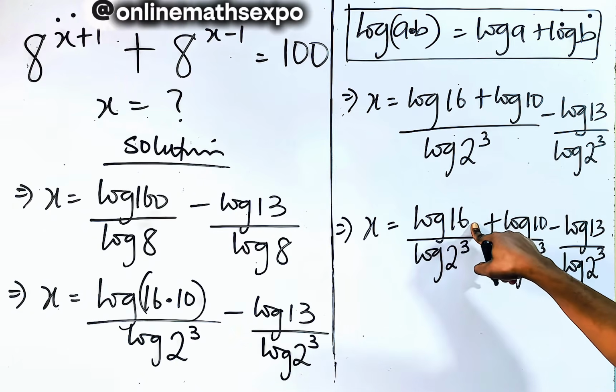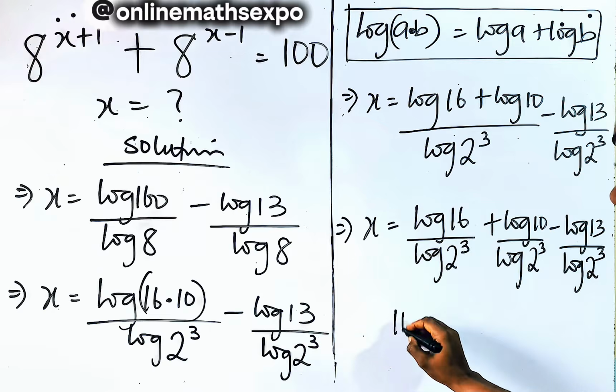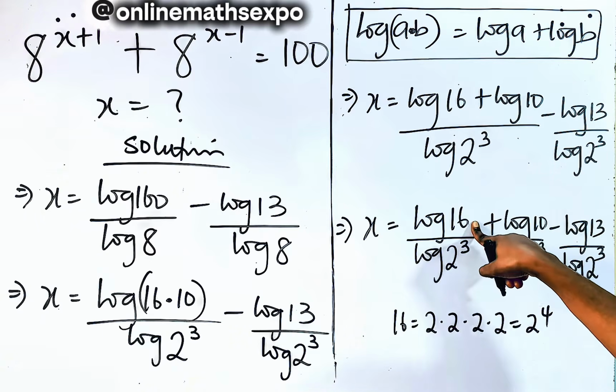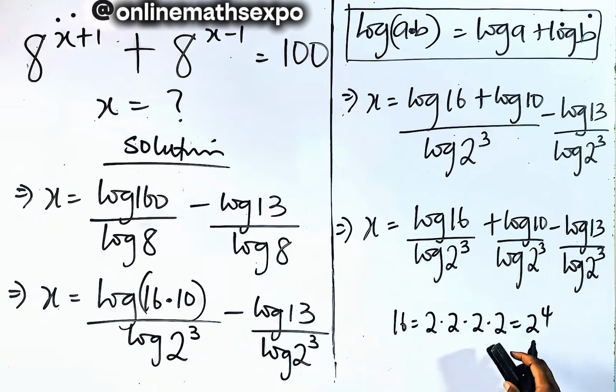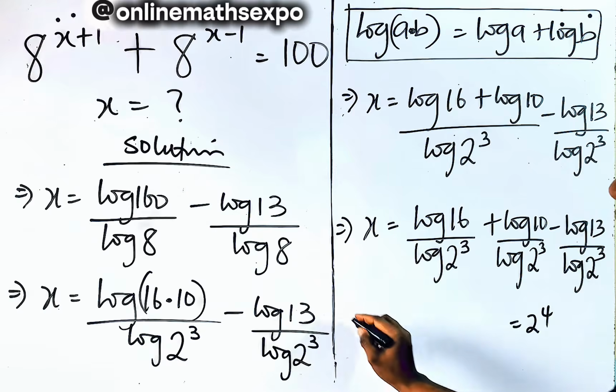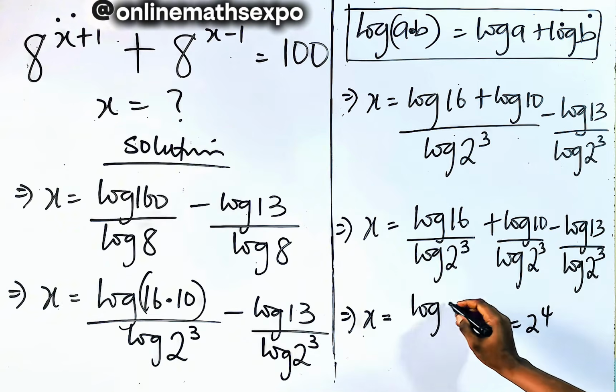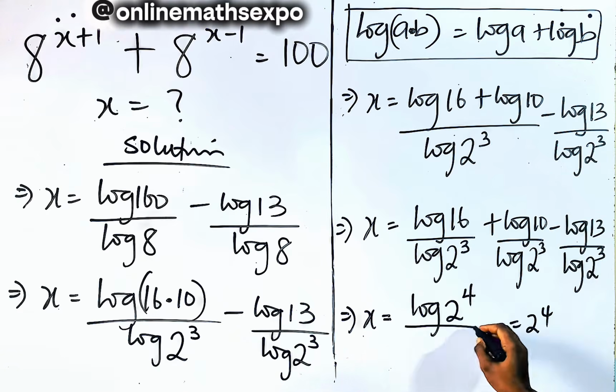Know also that 16 is the same as 2 multiplied 4 times, which is 2 to the fourth power. So we are going to replace it here to help us to simplify. So we are going to have x is equal to log of 2 to the fourth power divided by log of 2 to the third power.